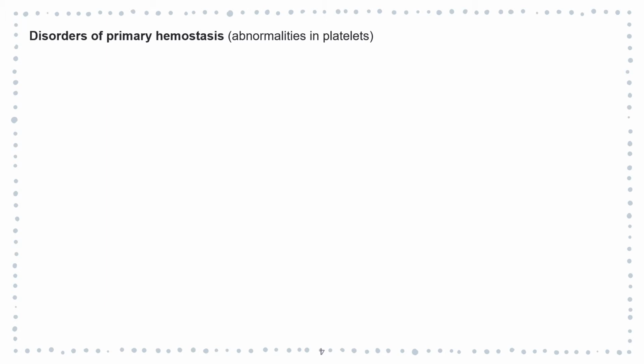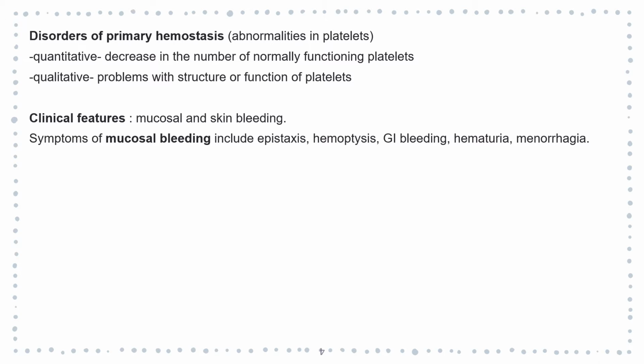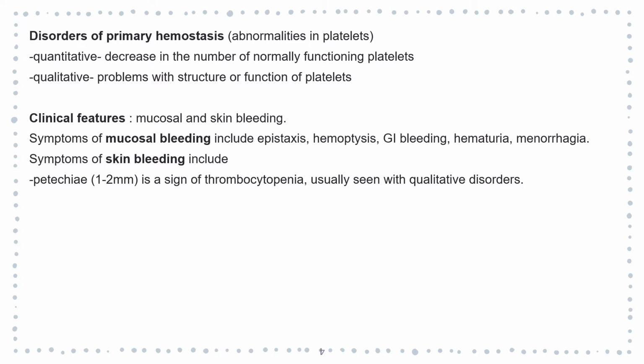Disorders of primary hemostasis. When abnormalities occur in platelets, they can be divided into quantitative and qualitative disorders. Quantitative is when the number of normally functioning platelets decreases, and qualitative disorders is when problems with structure or function of platelets occur. Clinical features: mucosal and skin bleeding. Symptoms of mucosal bleeding include epistaxis or nose bleeding, hemoptysis, GI bleeding, hematuria, menorrhagia. Symptoms of skin bleeding include petechiae, purpura, ecchymosis.